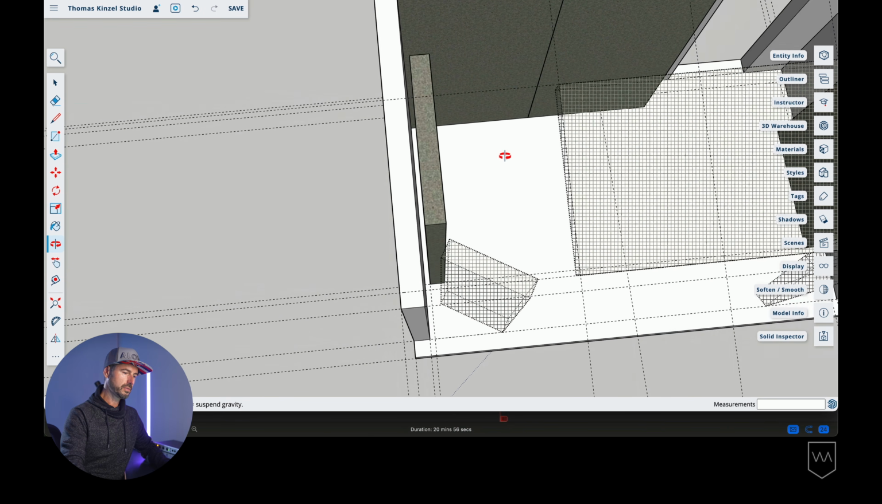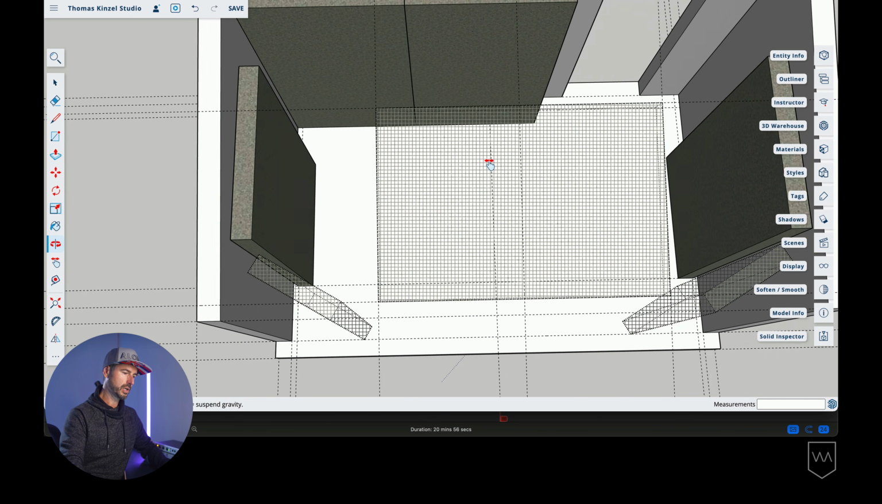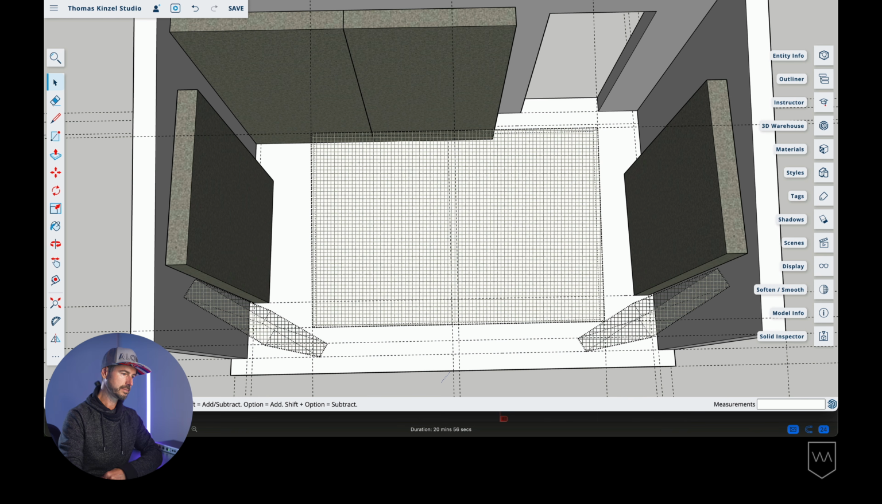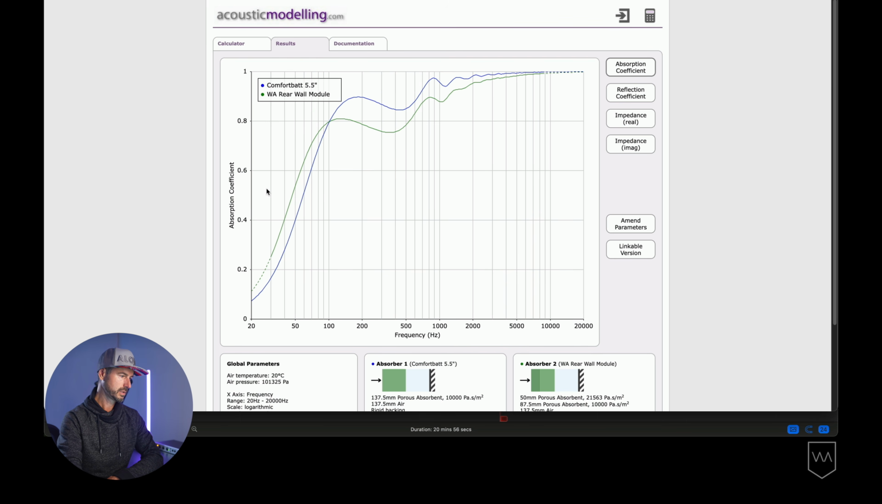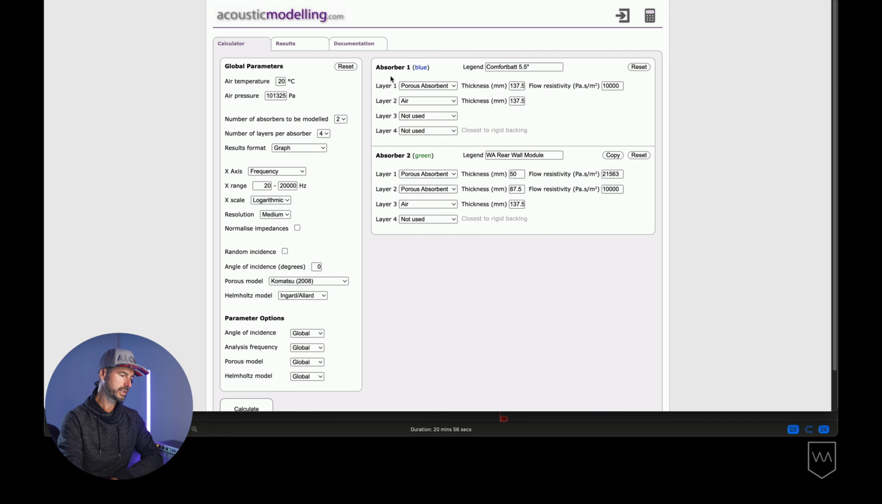Now, talking about the efficacy of these modules, I'm sure a lot of you will have seen this. This is the porous absorption calculator from acousticmodeling.com. And in here, I am able to input and model what these absorbers might look like. I am using the multi-layer absorber modeler to estimate the acoustic performance of these modules. This is not going to be perfect. The module has inconsistencies in it. It's a rough estimate of where you might be at.